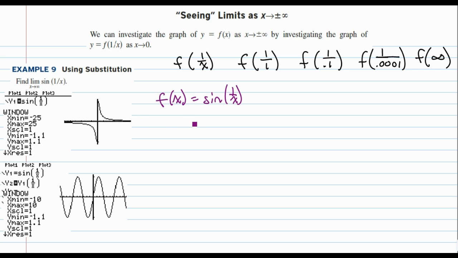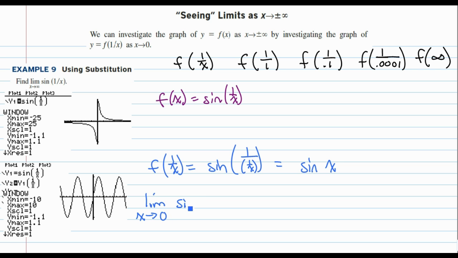Well, let's take a look then at f of 1 over x, and that would be the sine of 1 over 1 over x, which is the sine of x. So the limit as x now approaches 0 of sine of x is, and you can just substitute in the sine of 0, which is 0.